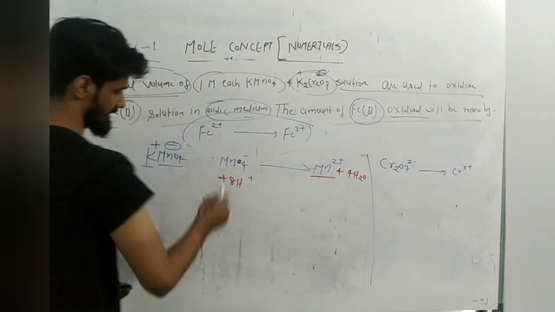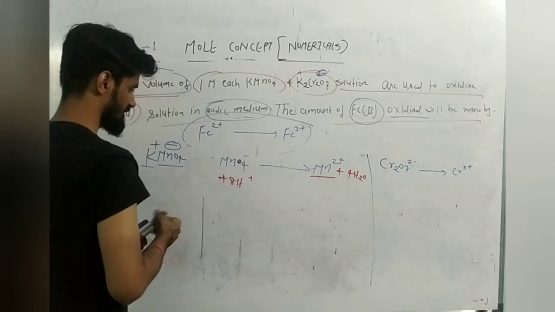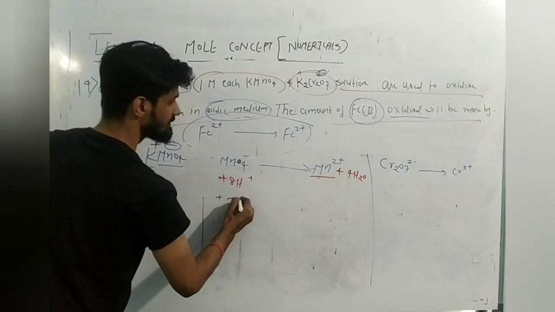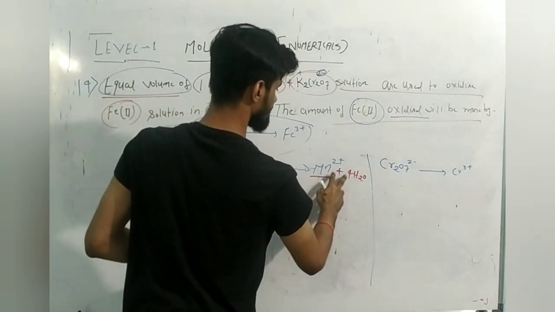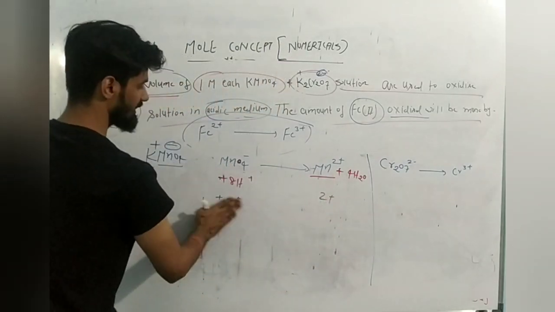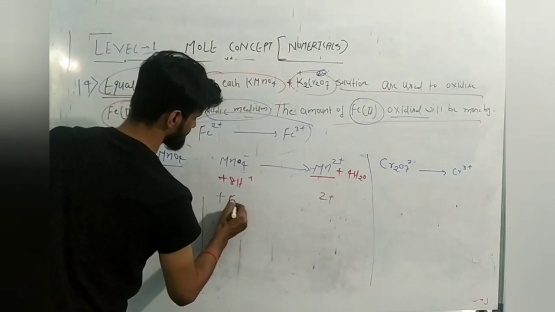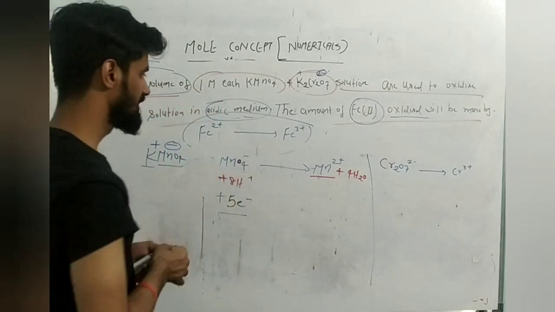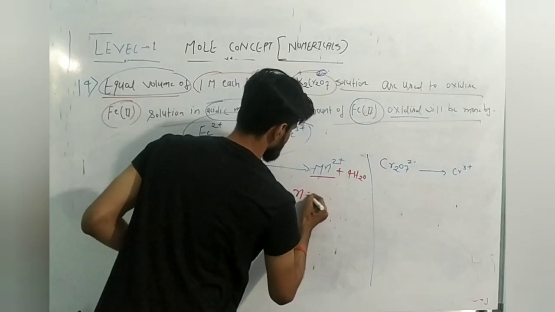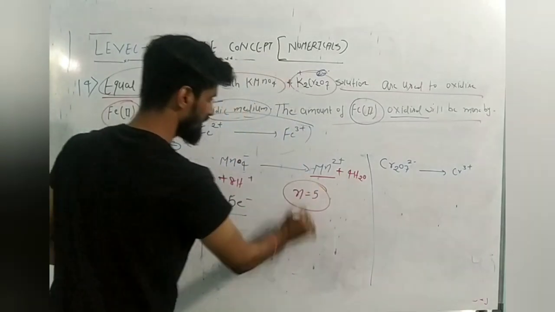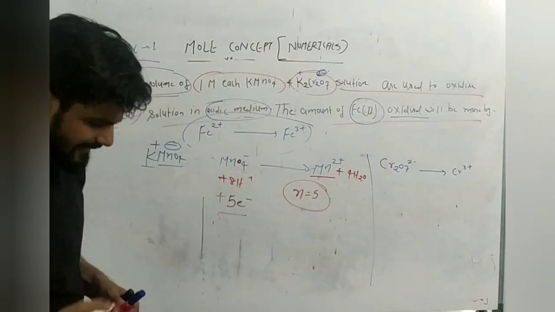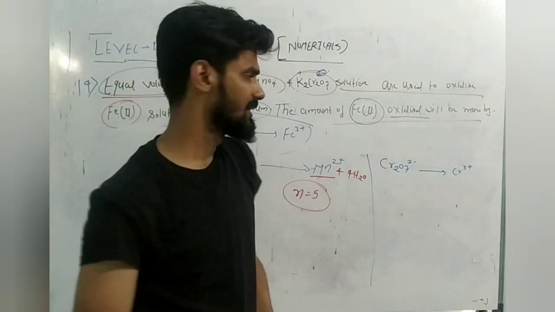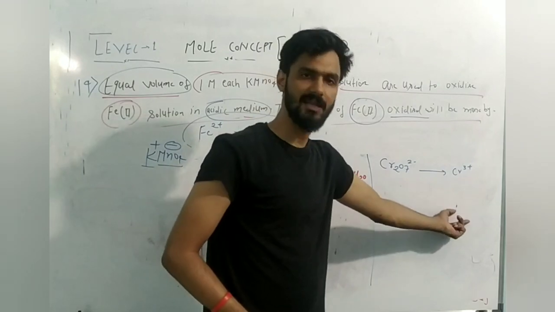Now you have to balance the charge. That is the last step of balancing a redox reaction. Here there is a 7+ charge, and on the other side there is only 2+. So here you have to add 5 electrons. Now the charge is balanced. So the N factor for this reaction is 5. Now I will tell you later what the significance of this N factor 5 is. Before that, I am just balancing the reaction.